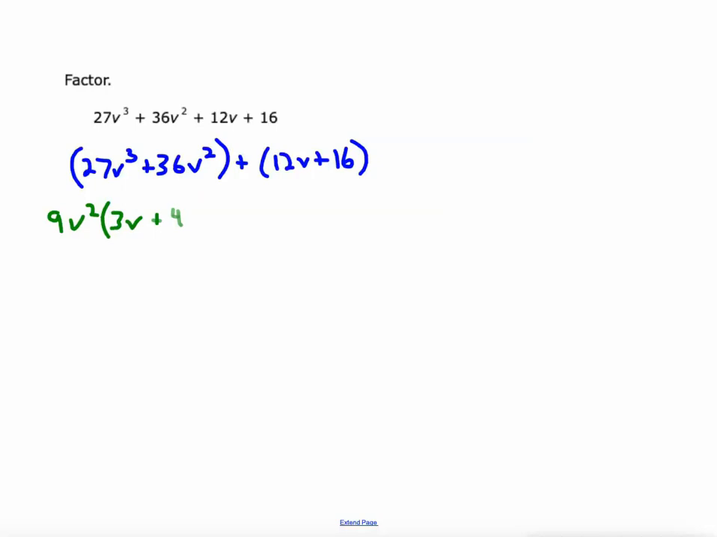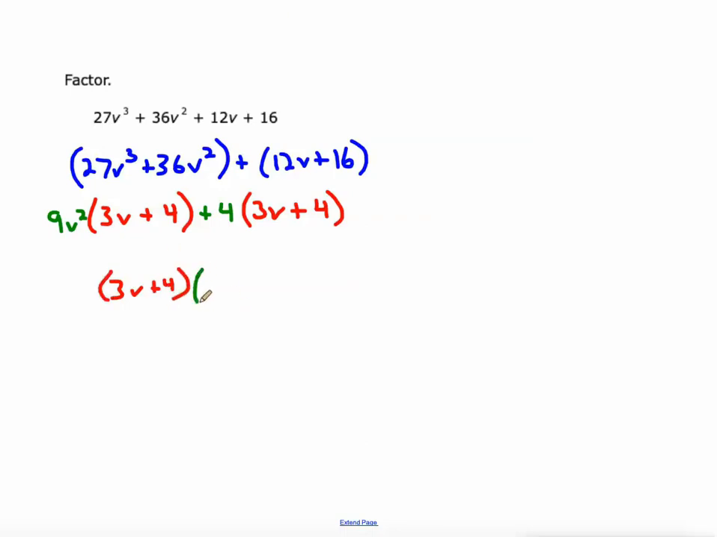You know what, I'm going to use different colors here. 9v squared, 3v plus 4. In the second grouping, I can factor a 4 out of each one of those. So 4 times 3v would be 12v. 4 times 4 would give us 16. So you can see in the red is one of our factors, 3v plus 4. And in the green is our other factor, 9v squared plus 4. And that's our factorization of that polynomial.